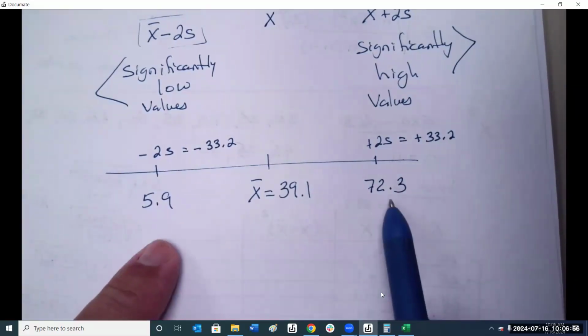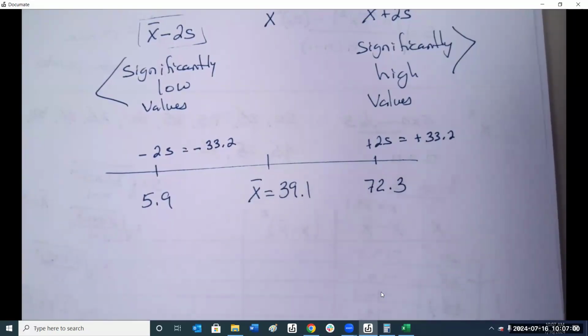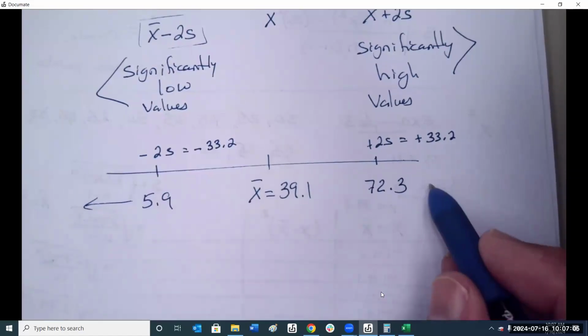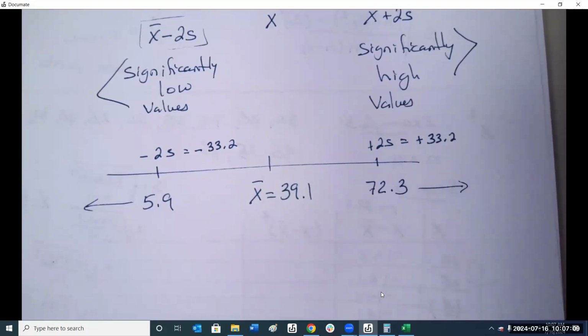So these are the numbers that are plus 2 and minus 2 standard deviations from the mean. That means any number less than 5.9 is significantly low. Anything greater than 72.3 is significantly high. That's pretty interesting because now we have a way to judge our numbers.